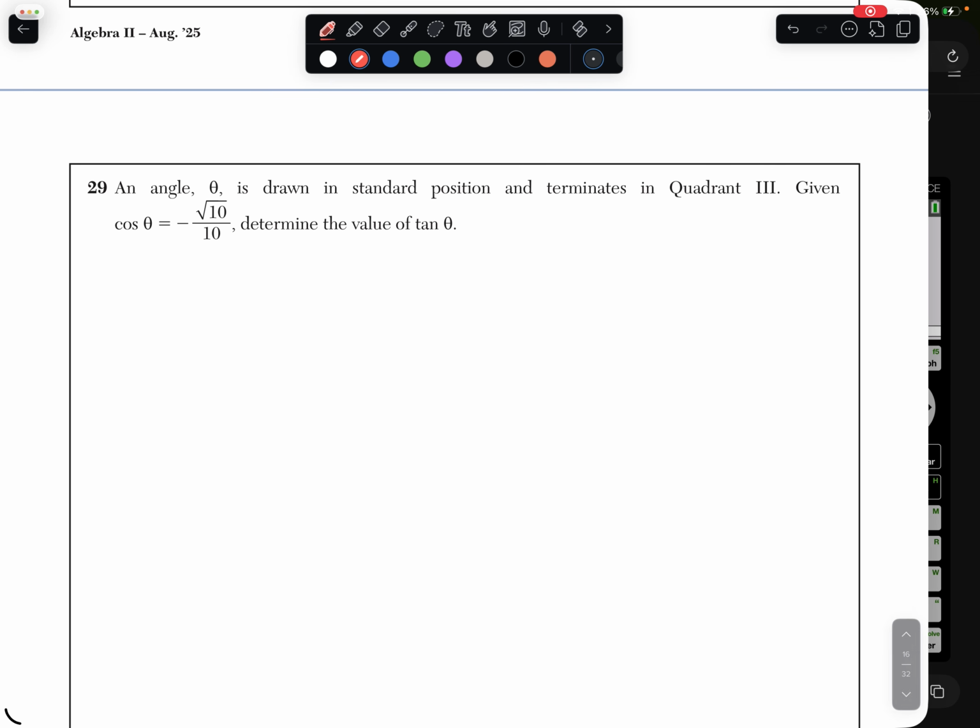Okay. An angle theta is drawn in standard position and terminates in quadrant 3. Given that cosine theta is equal to negative root 10 over 10, determine the value of tangent theta. So let's draw it out. I like drawing it out. So in quadrant 1, 2, 3, and 4, it's going to be somewhere over here because it's in quadrant 3, and we want the value of tangent theta.